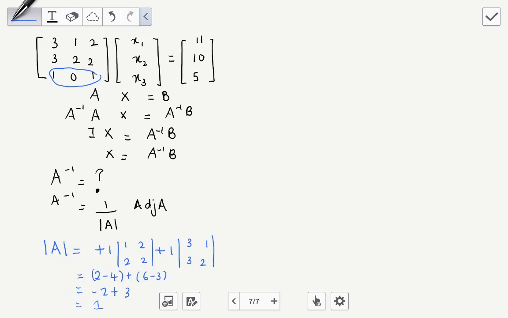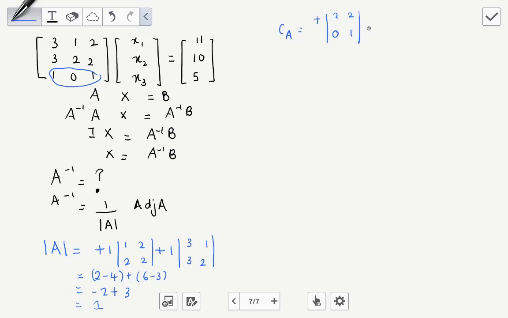Okay, students, so we are done with the determinant. Next, we're going to find the adjoint. So to find the adjoint, we will find the cofactor. We will start with the cofactor of matrix A. So this is going to be a plus sign. Eliminate row 1, column 1. We will have 2, 2, 0, 1.